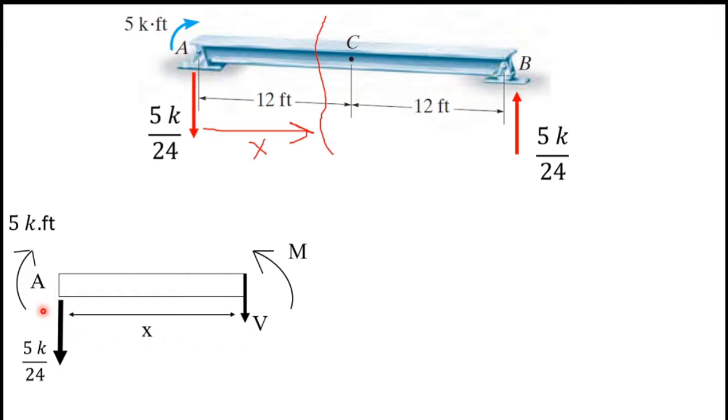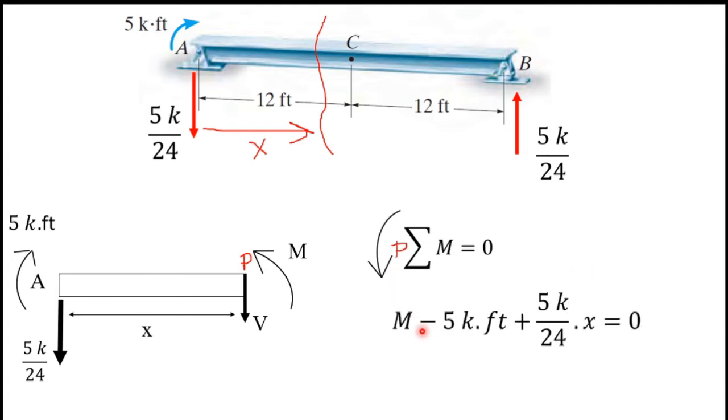This is point A and this is the moment at point A. This is the support reaction at point A. And this is the distance, I marked it as x. This is the shear force, I marked it as V. This capital M is the bending moment. So next I am going to find capital M, which is bending moment. Let's say this point I marked as P. So next I am going to take moment about point P. If I take moments about point P, I will have M equals minus 5k over 24 times x plus 5k.